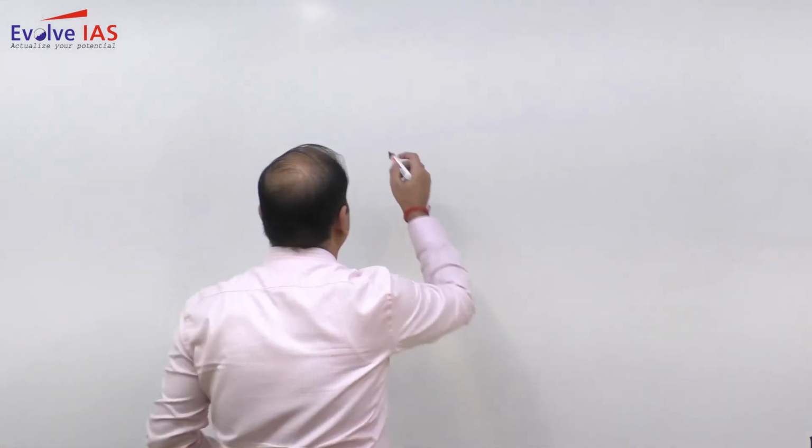Moving to the next question. Climate change is a serious problem to global food security and poverty eradication. Critically examine. Question number 7A. So how is climate change becoming a serious problem to global food security?